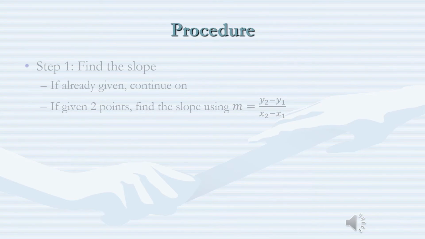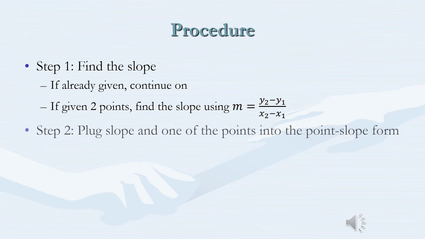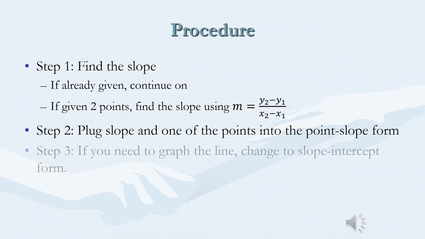Here's your procedure. Step 1 is to always find the slope. If it's already given to you, just continue on. If it hasn't been given to you, you need to make sure that you find your slope, just like we did in lesson 5-1, using the formula m equals y2 minus y1 over x2 minus x1. Step 2 is to plug the slope and any one of those points into the point slope form. Step 3 would be, if you need to graph the line, you should change it to slope-intercept form.